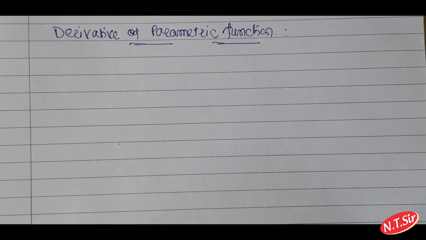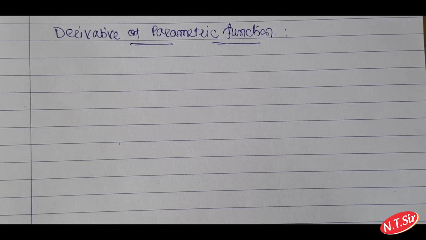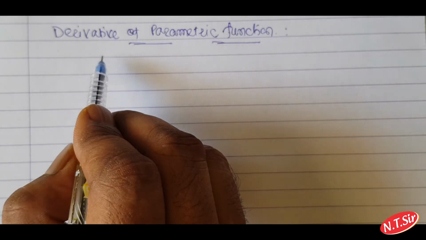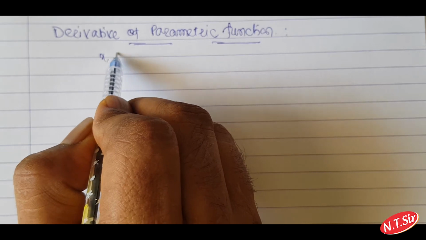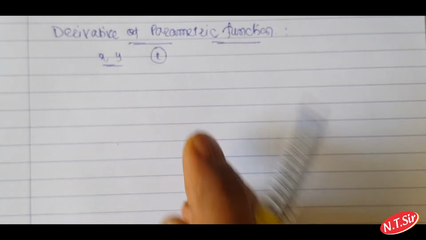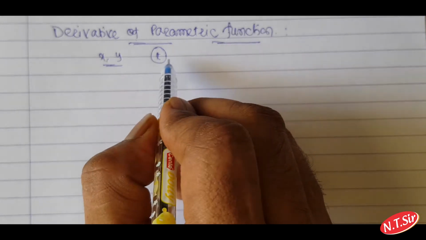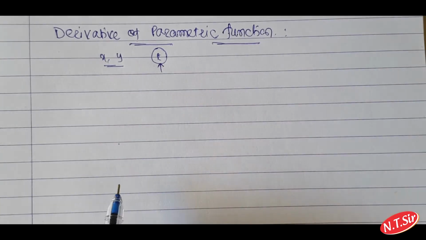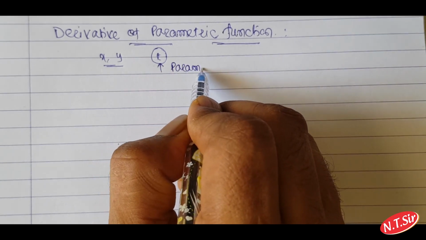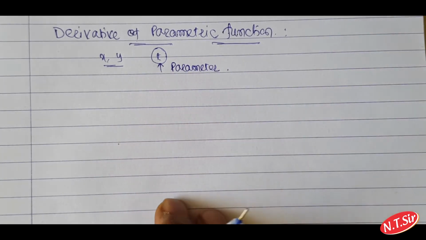Morning students. Today we are going to learn about the derivative of a parametric function. Suppose x and y are functions of another variable, say t. Then this t is called a parameter.